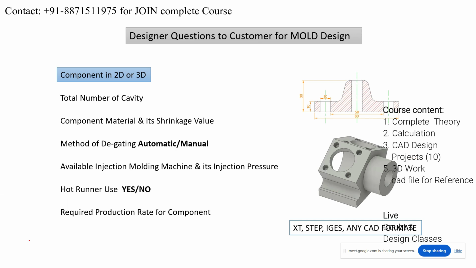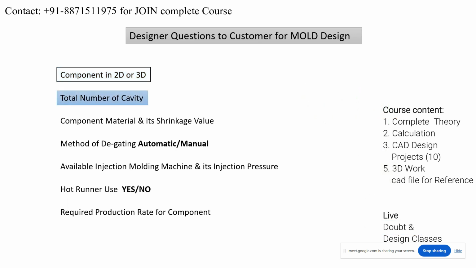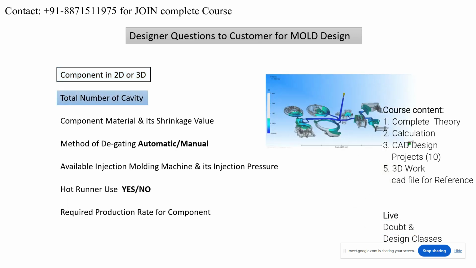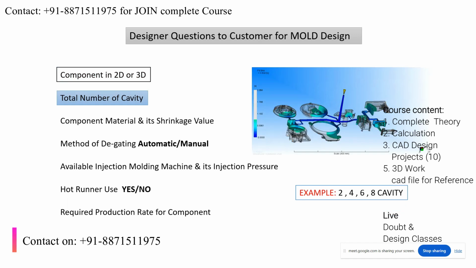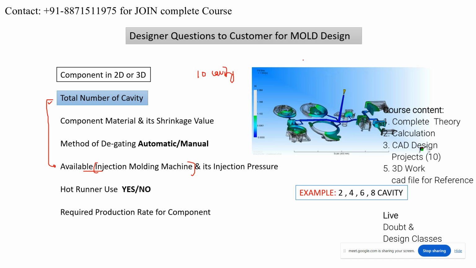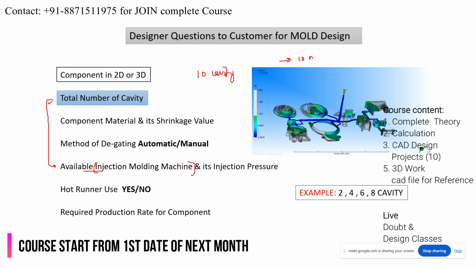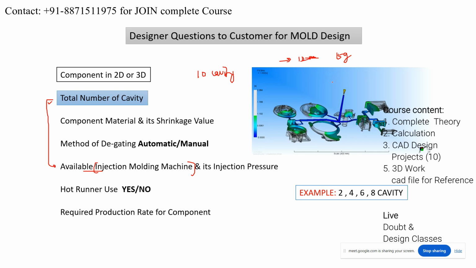Then, how many cavities does the customer need? You have to ask the customer. This second point is directly related to the injection molding machine data also. How? For example, if the customer requires 10 cavities in the mold, but one component's mass is about 15 gram, and the machine capacity is only 100 gram.